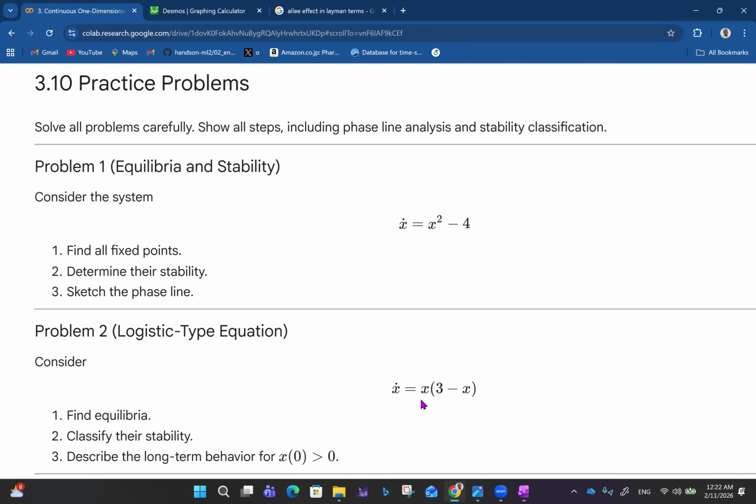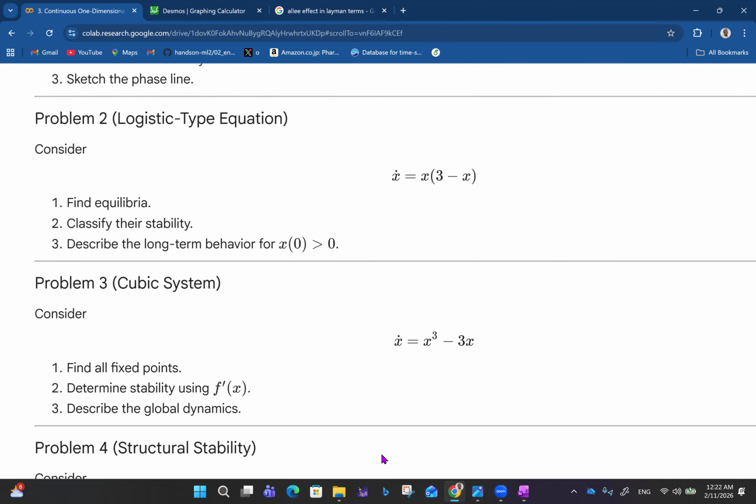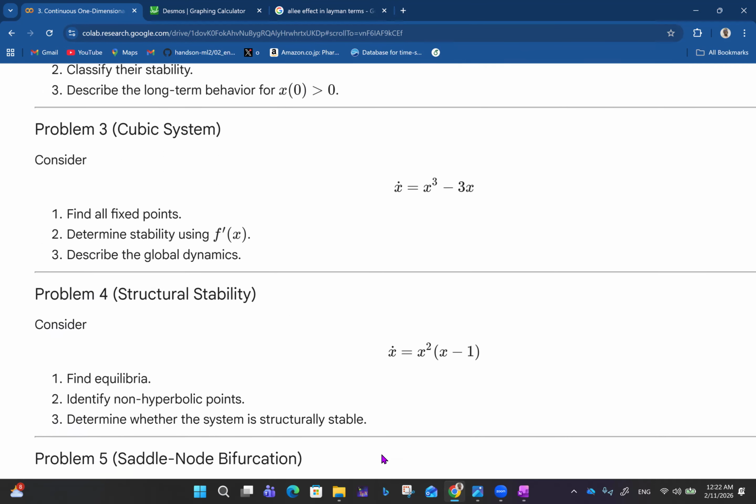Then you can do the same for this logistic type equation right here. Find equilibria, classify the equilibria. The equilibria here will be 0 and 3 from what we can see. Then describe the long-term behavior of x of 0 greater than 0. Okay. Then we have 3 and 4 here.